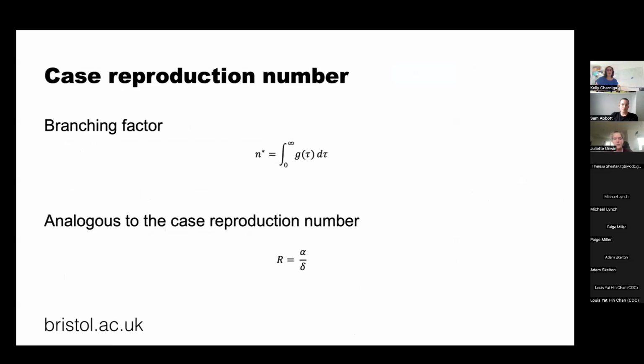What's nice about Hawkes processes is it's really easy to calculate a parameter that's close to the reproduction number. You get your branching factor. You can calculate this, it's n star, and it's the integral of your kernel. This is analogous to your case reproduction number, the number of people that a case will go on to infect. And this, for our examples, is alpha over delta, which is quite nice.